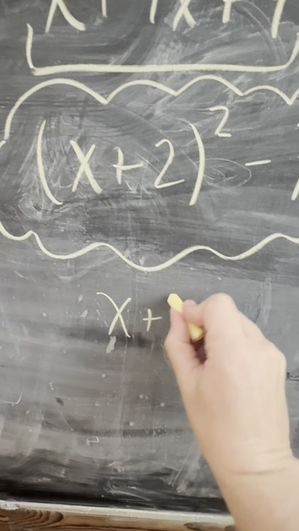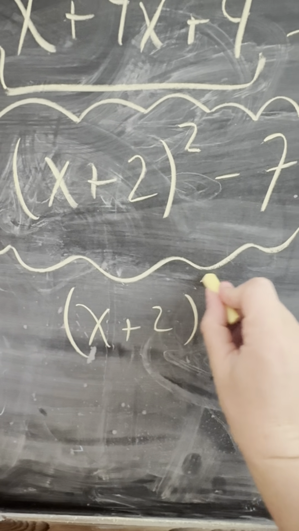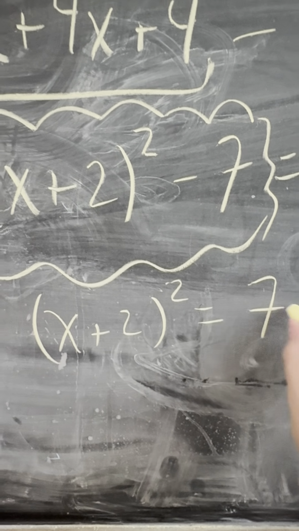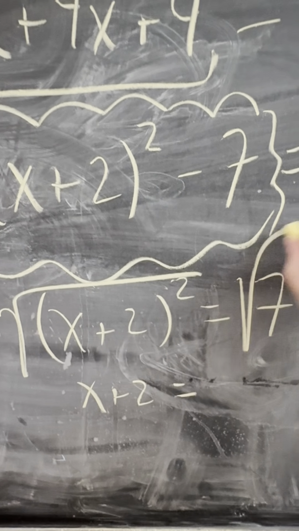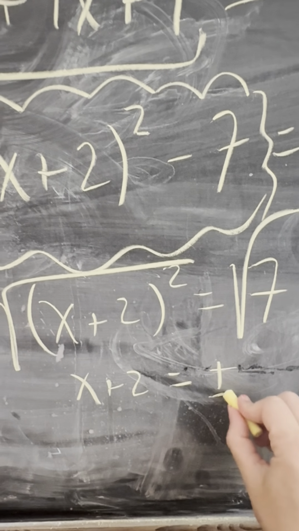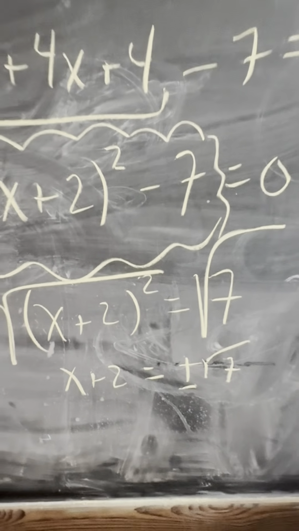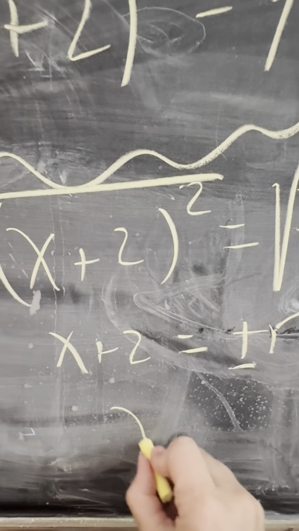We're going to subtract that k, add that 7 to both sides to isolate the quantity. It's all about isolating that perfect square. Okay, then take the root of both sides. Plus and minus are your signs. Don't forget the plus and minus. That's a very easy thing to forget. And now you just solve for x.